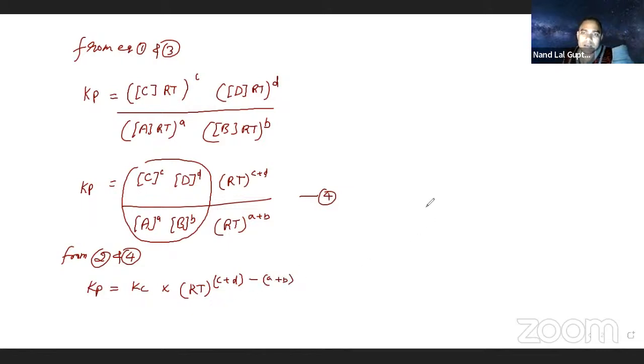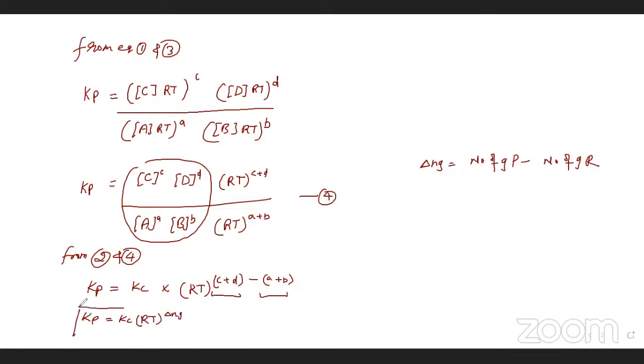Now, what is the delta Ng, Sanoy? Number of gaseous product minus number of gaseous reactant. So CD is the product and AB is the reactant. So what can we write? Kp is equal to Kc RT power delta Ng. Can you understand this? Yes or no?